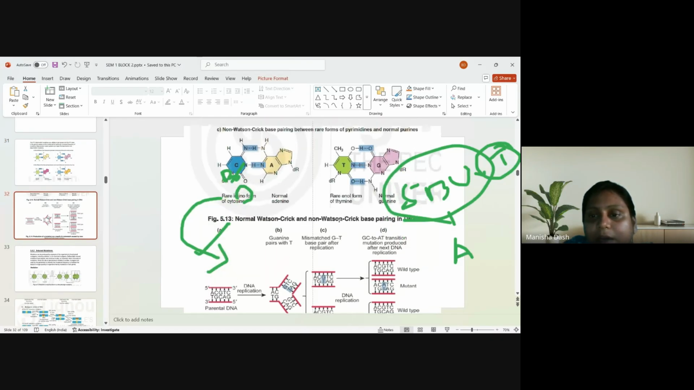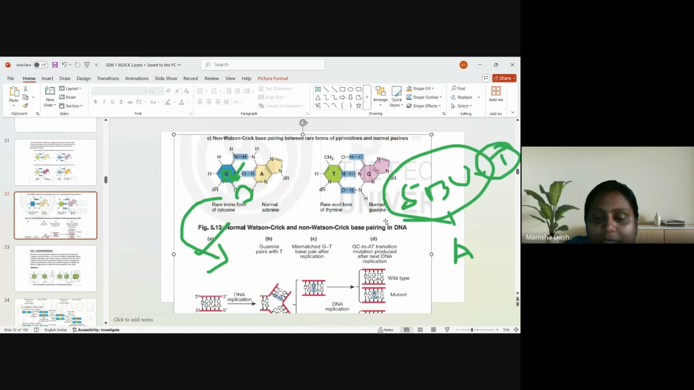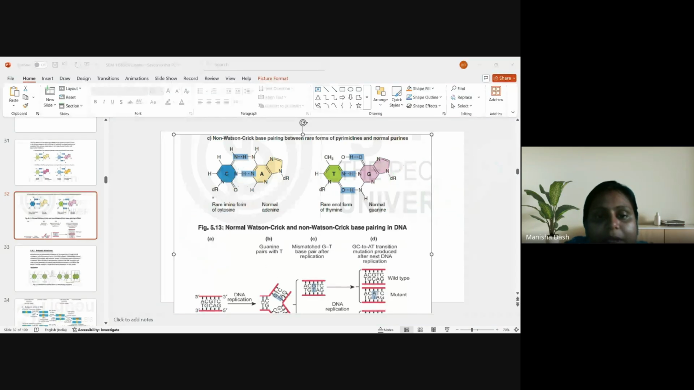So I think here you can observe. Okay, this slide, is it now visible? The same thing is being explained here. See, this is the rare form of the thiamine. So thiamine normally, in the previous slide what you saw, was pairing with what? Adenine. But in this condition it is pairing with guanine because it has undergone tautomerism. The same thing applies to 5-bromouracil as well.